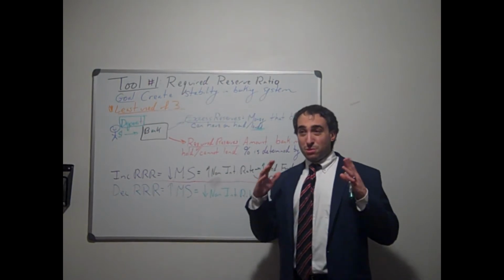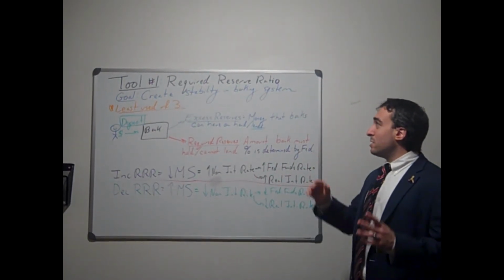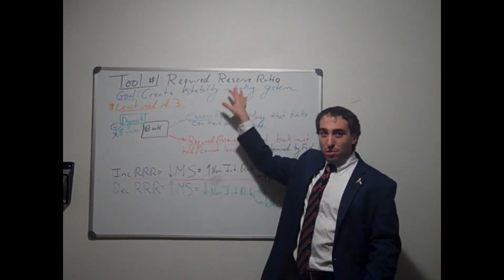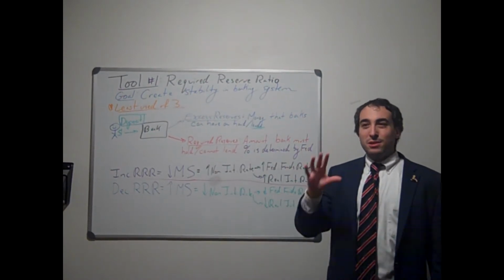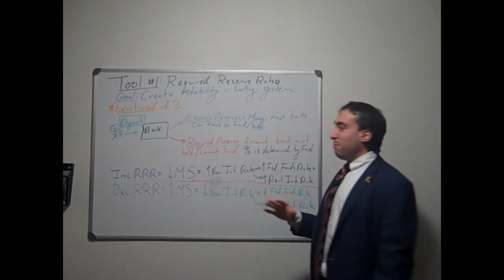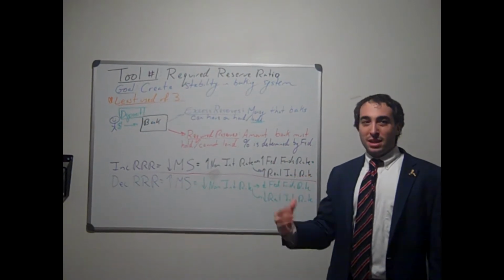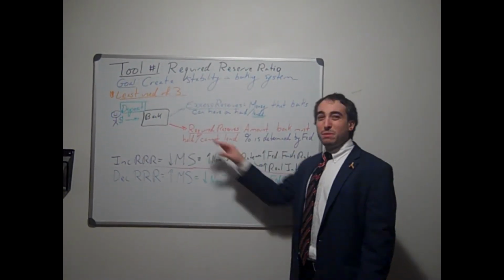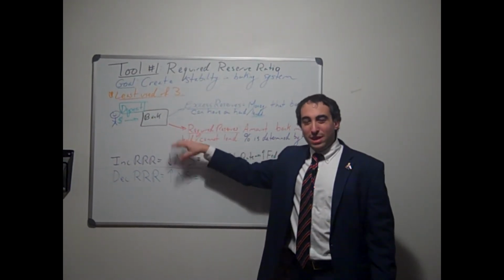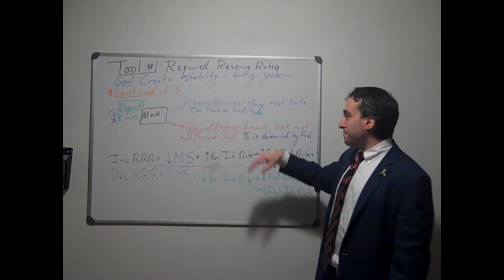So when the Federal Reserve was created, one of its powers was the required reserve ratio, which said you can't be careless with people's money. If people put their money in the bank, it needs to be trusted. And you have to keep some money in the bank as well. You can't just lend all of your money out.